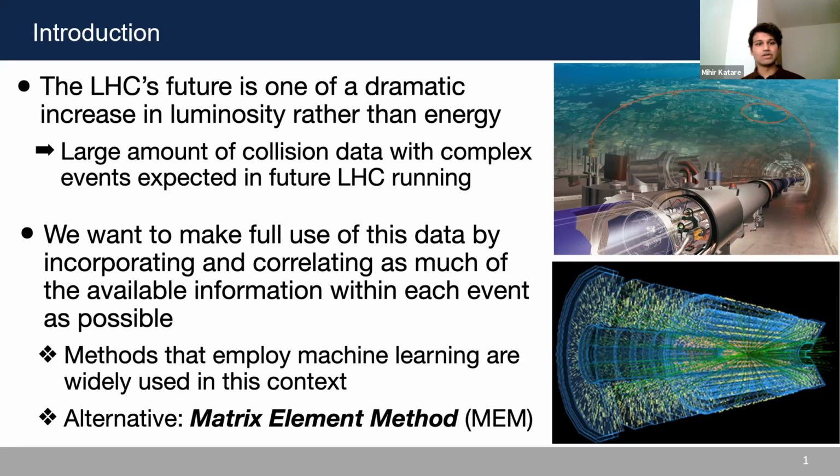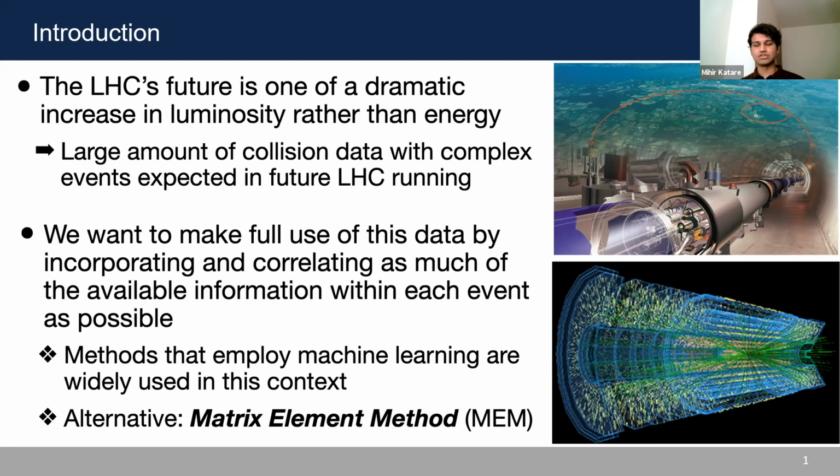And what we want to do is make full use of this data by incorporating and correlating as much of the available information within each event as possible. Now, right now, there's a few ways to do this. The one that is the most widely used in this context is just regular machine learning models like neural networks and boosted decision trees. They are black box methods, though, and they have their own advantages and disadvantages.